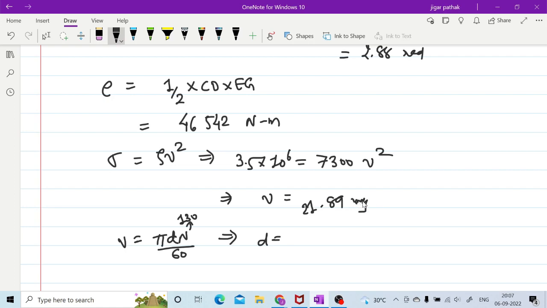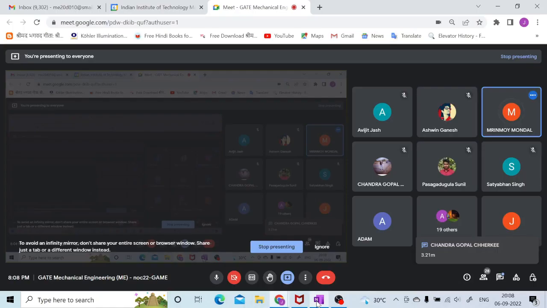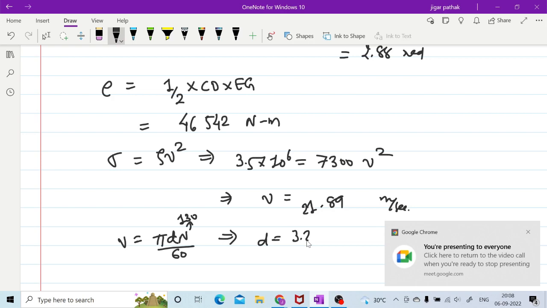It is in meter per second. 3.21 meter. So what is diameter? 3.21. Calculating, sir. Okay. 3.219. 3.216 meters. Okay, whatever, right?